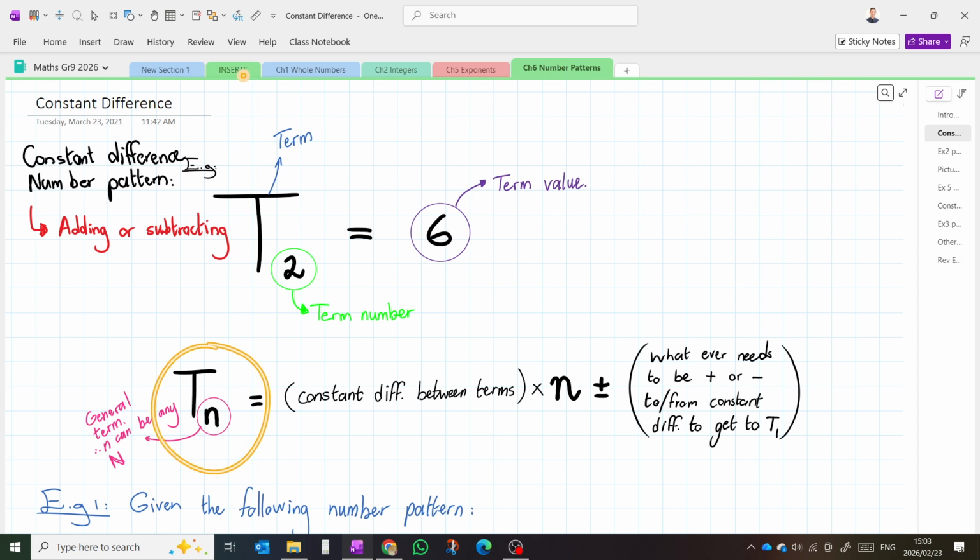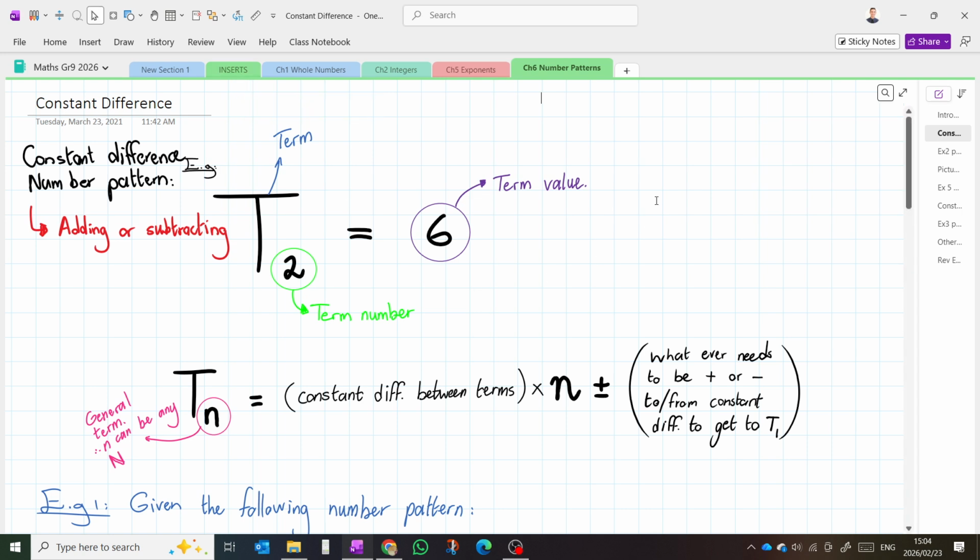When we say Tn, when you see the little n there, that is known as the general term, and it can be any natural number. We are obviously excluding 0 because a number pattern cannot start from 0, and it also can't be negative, so it starts from 1 onwards, 1, 2, 3, and 4, and so forth.